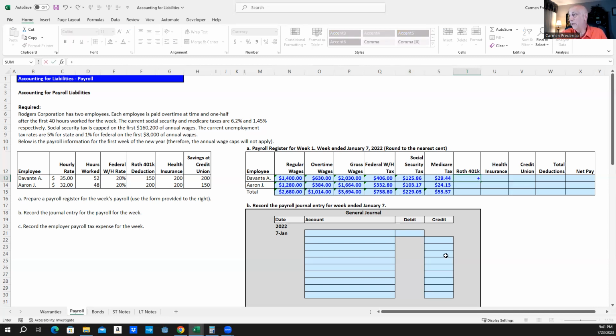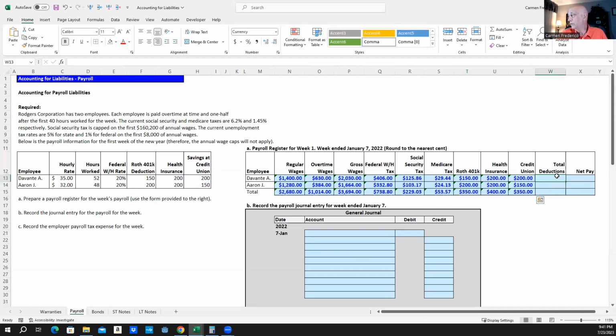That's pretty straightforward. Devontae has $150 taken out of his check, and Aaron has $200 taken out of his check. Health insurance. Devontae's paying $200, and so is Aaron. And then credit union, $200 out of Devontae's check and $150 out of Aaron's check. Okay, we'll total these up.